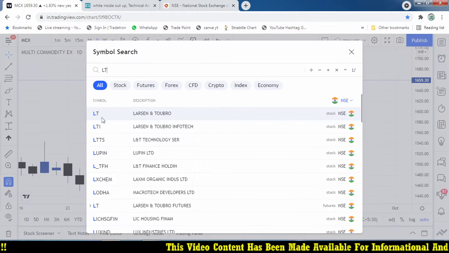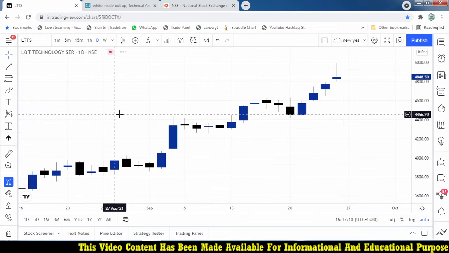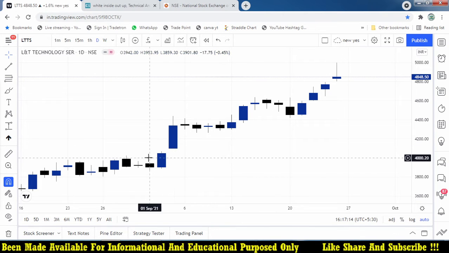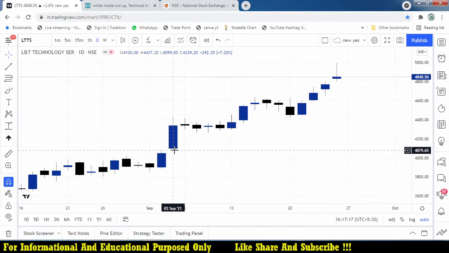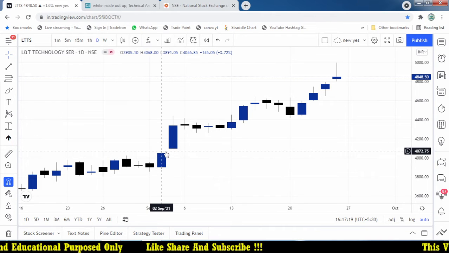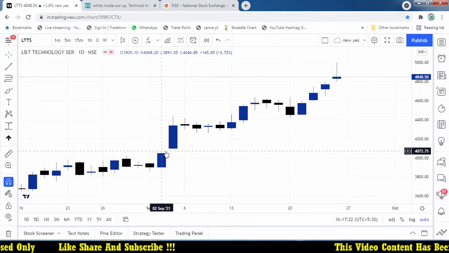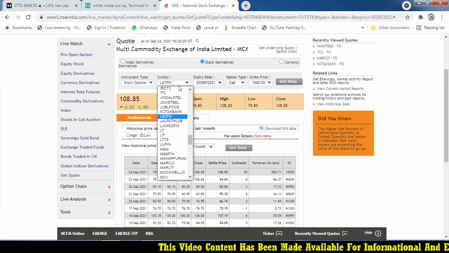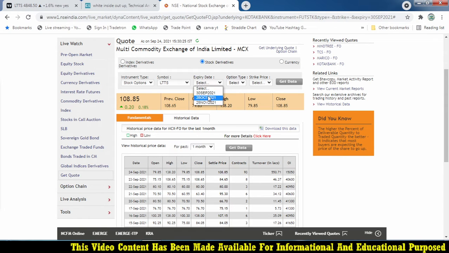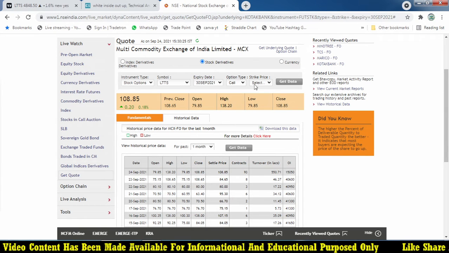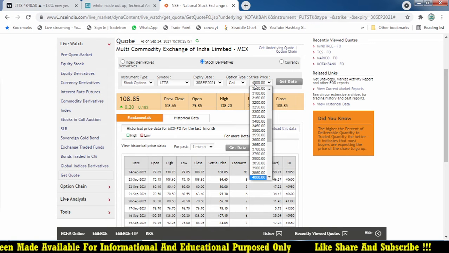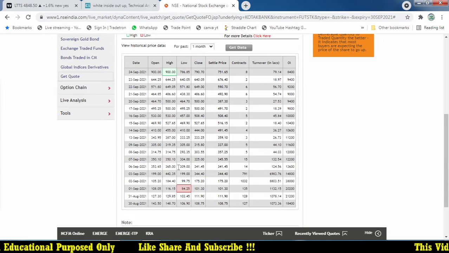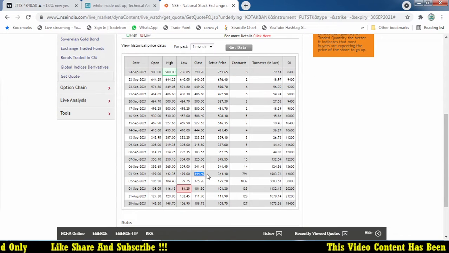If you are taking LTTS, what happened in LTTS? That is the thing. The next day it never gave you the opportunity, but I'm taking the closing price as my reference point. I'm going to take 4,772. I'll take a 4,100 call option. Next day of 3rd September, what will happen? LTTS, I'm going to take the call option of 4,100, a round number, always trading with better volume. And this LTTS on 3rd September is 344.